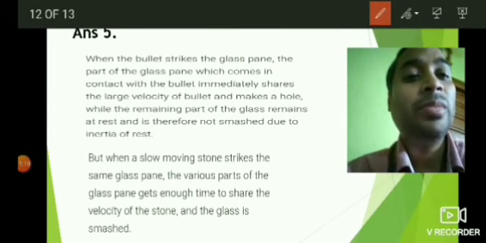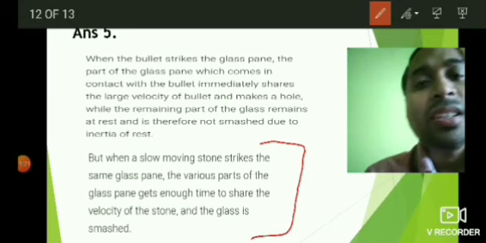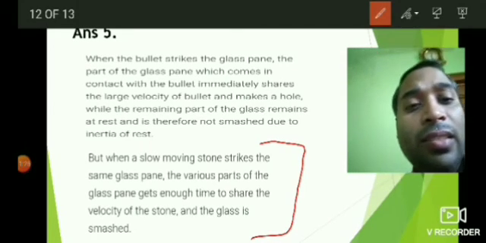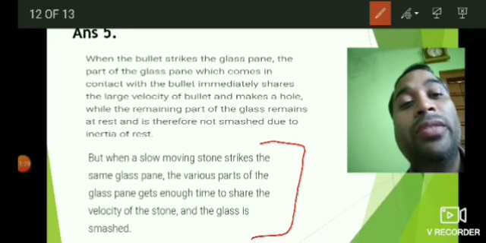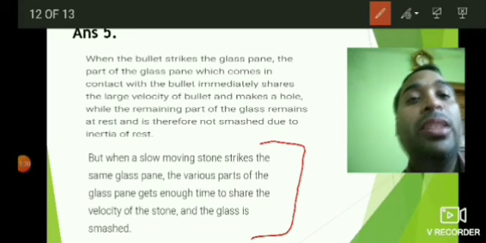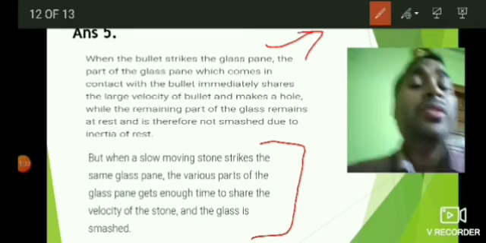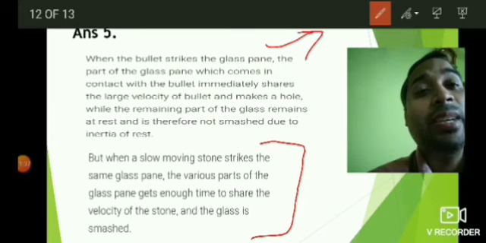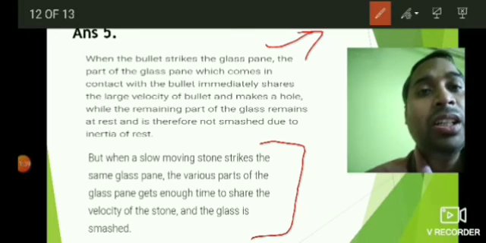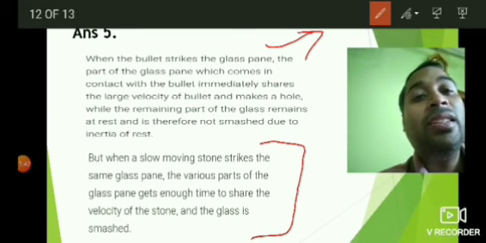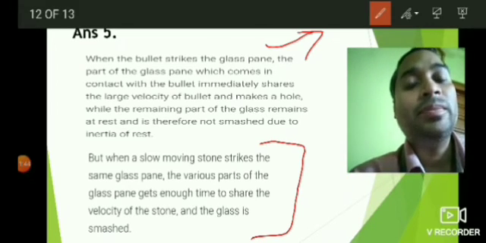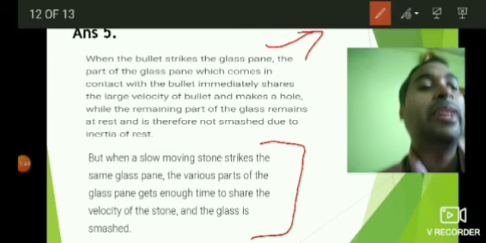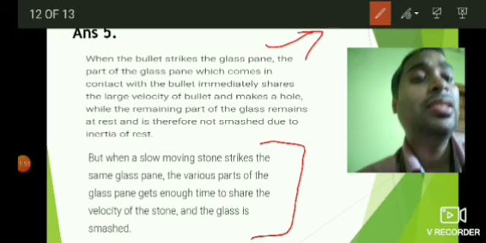So this is because when the stone strikes, it gets enough time to share the velocity with the entire window pane. But in case of the bullet, the time is very less because it comes with a very large velocity and it has very less time to share its impact with the whole window pane, and thus when a bullet strikes a window pane, it makes a hole, whereas a stone cannot make a hole, rather it smashes the entire glass.